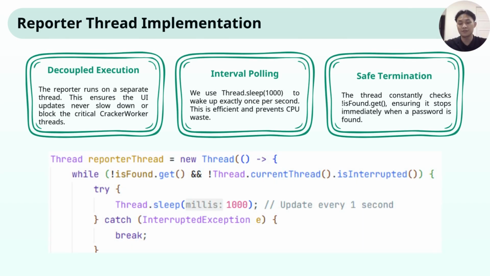Moving on to the execution phase, to monitor our progress without slowing down the system, we implemented a dedicated reporter thread. As you can see here, we designed the thread to be decoupled, meaning it runs purely in the background. This ensures that printing updates to the screen never blocks the critical worker threads. We also used interval polling, Thread.sleep(1000), to update the status exactly once every second. The code also includes a safe termination check. It constantly monitors the isFound flag so it stops immediately when the password is discovered.